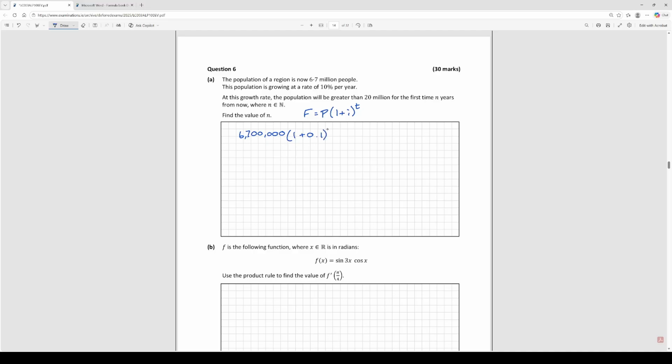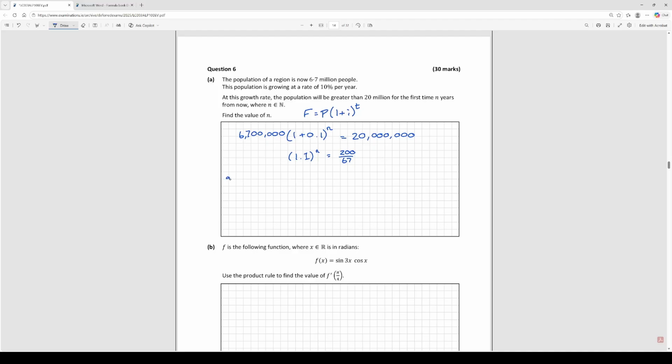And then T is n, we don't know what that is, but they said greater than 20 million, so I'm going to put it equal to 20 million, which isn't exactly what they want, but if I find out when it hits 20 million, I'll just go to the next year. So I would divide both sides by 6,700,000, and I end up with 1 plus, well, I'm just going to say 1.1 just to save me time. 1.1 to the power of n is equal to, if you divide that by 6.7 million, you'll end up with 200 over 67.